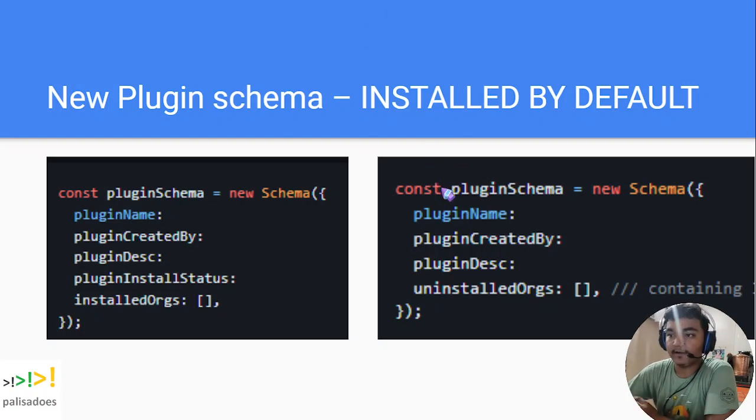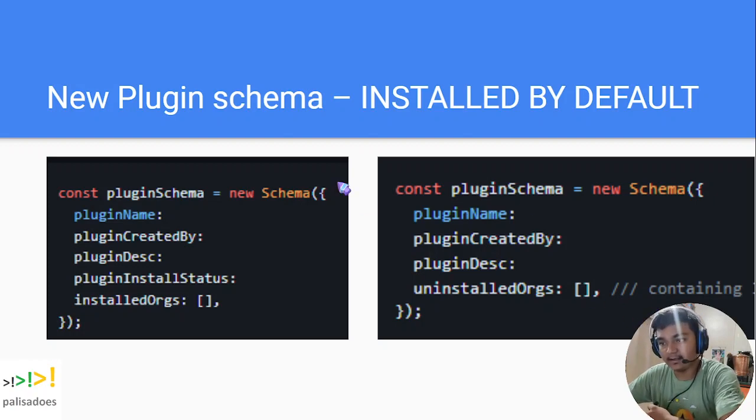The second one is the updated schema that I'm suggesting, which will remove these last 2 properties and replace them with this uninstalled orgs array. Basically what I'm suggesting is to enable all the features by default and disable them according to the user's choice. I think that would be much simpler to maintain on the logical side as well, and it would also be simple for any user to use.